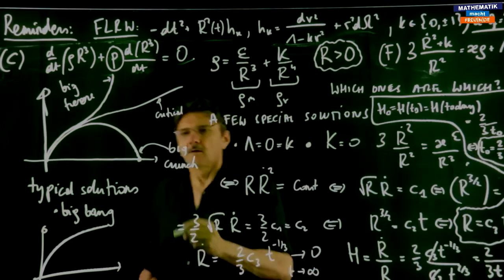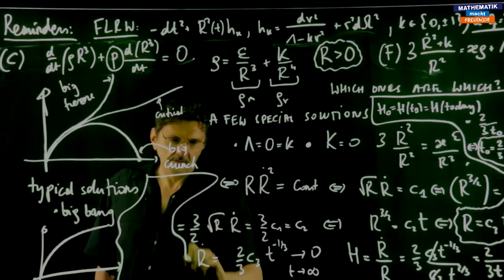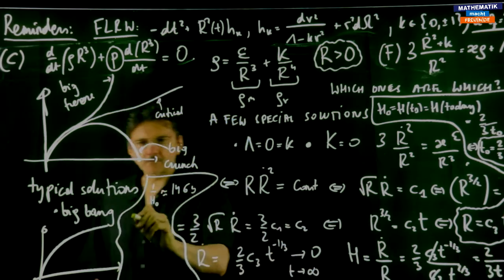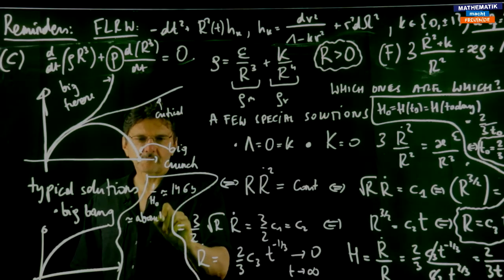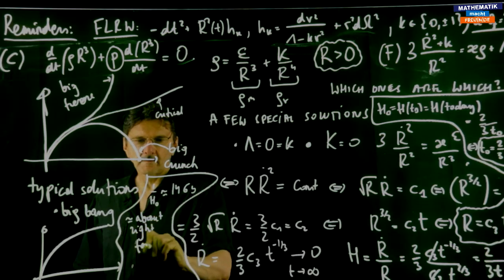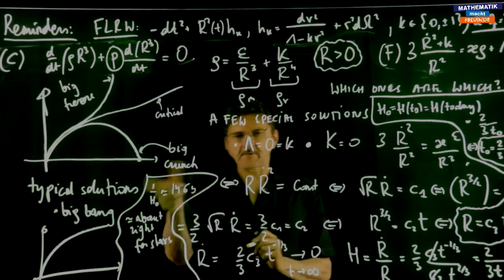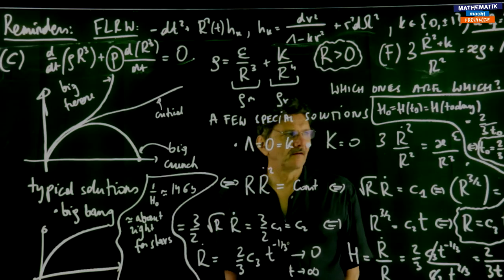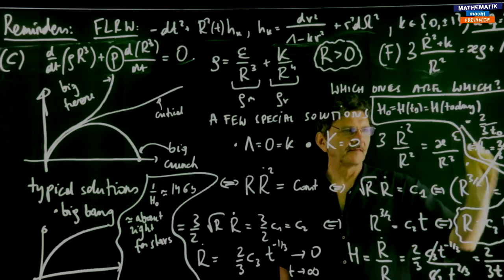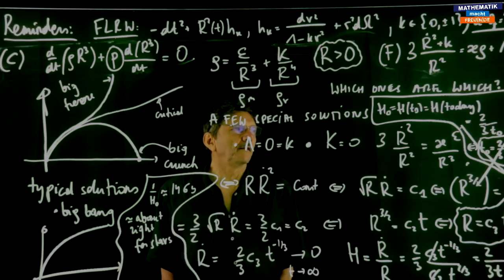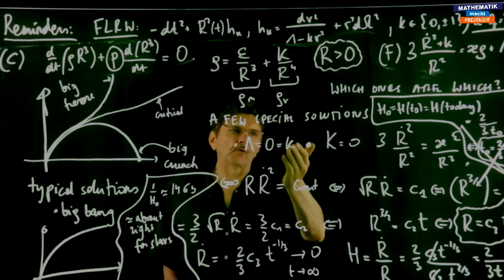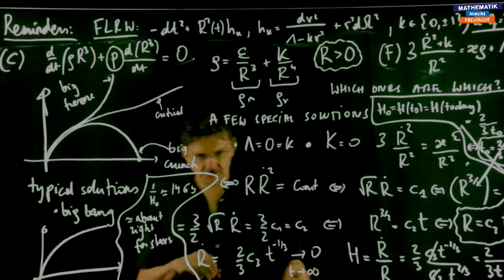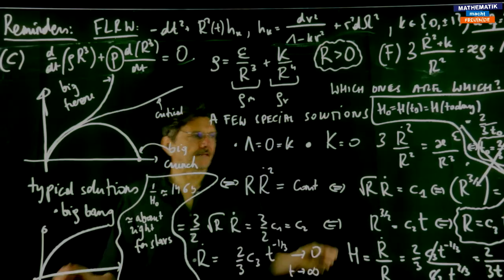Because 1 over H0 was about 14 giga years. And this was about right for star formations. But if this is about right for stars, this is 2/3 of being right for stars. So no good. Right. This is not a good model. A model where we have no lambda or no k or no capital K is not a good model. There's no way we can fit it with the observations. Good. So this is one special solution.